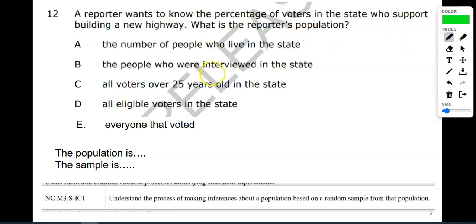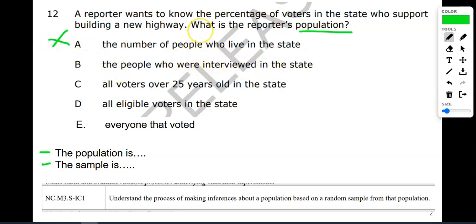Here's an example from the release test, and I changed it into 2 questions, by the way. A reporter wants to know the percentage of voters in a state who support building a new highway. What's the reporter's population? Is it the number of people who live in the state? Well, everybody can't necessarily vote. Infants or people under 18 and some other groups. So nope. The people who were interviewed in the state.